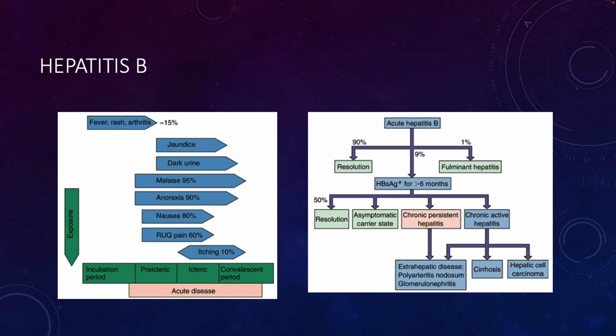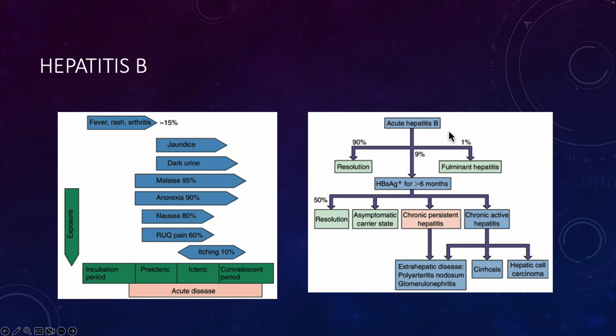The majority of patients who have hepatitis B are going to experience things like tiredness, loss of appetite, nausea, right upper quadrant pain. Your liver hurts. Some may experience fever, rash, arthritis. Some might have some itching if it's kind of near the skin, jaundice, dark urine.